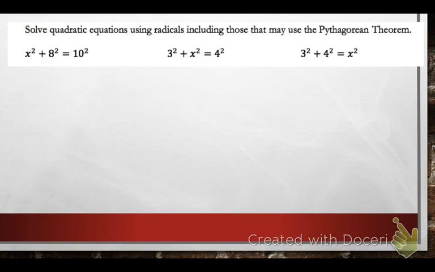Now on this next set of problems we're going to solve the quadratic equations using radicals, including those that may use the Pythagorean theorem. So just as a reminder, our Pythagorean theorem is a squared plus b squared equals c squared, and that's referring to a right triangle with two legs, a and b, and a hypotenuse, c.